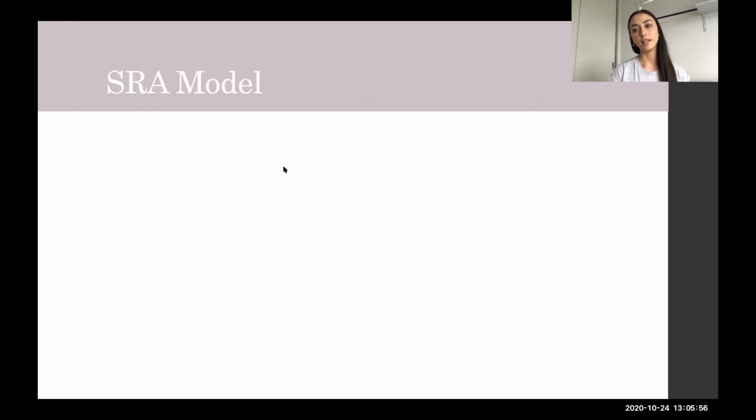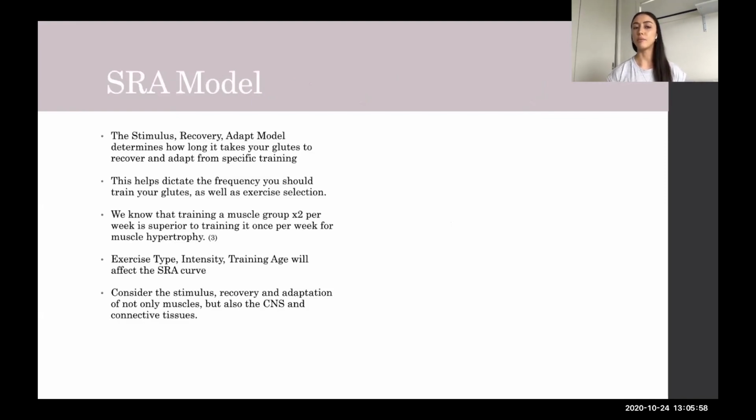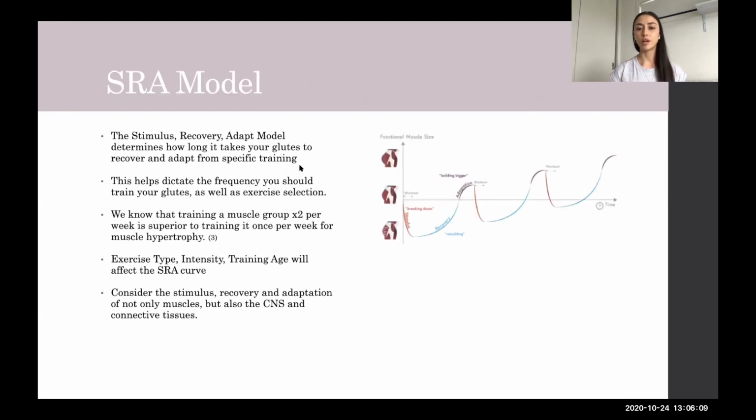So now looking at the SRA model. So basically the SRA model is the stimulus, recovery, and adaptation model. And this helps to determine how frequently you can be training your glutes, and having a look at what exercises are best as well, in order for you to increase that frequency of training your glutes.